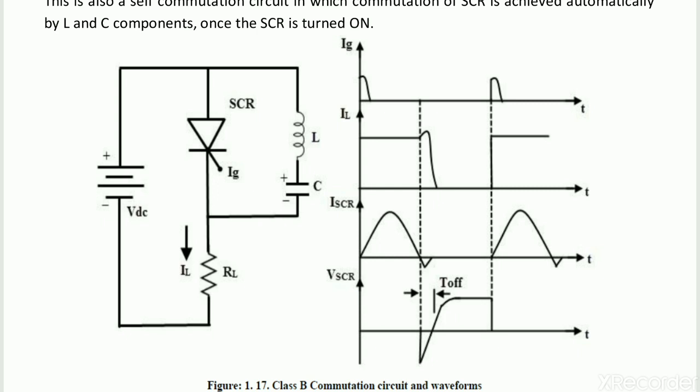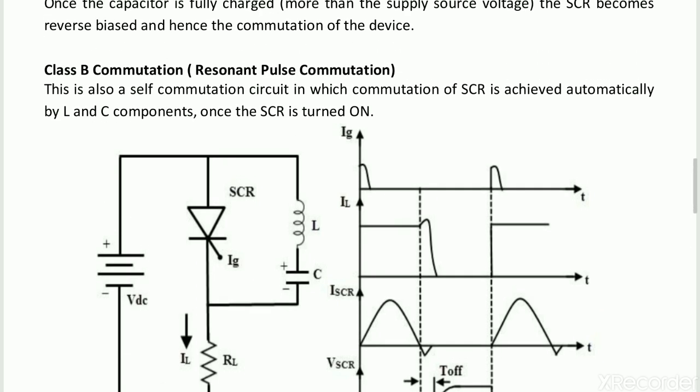Ultimately, as soon as the SCR turns on, forward current flows through the SCR. It will rise for some time and then decay to 0 after some time. As soon as the SCR turns on, the voltage across the SCR, shown by the fourth waveform, that is VSCR, is almost 0. So due to this charging and discharging of the capacitor, we can provide the reverse voltage to the SCR and the commutation happens in class B commutation. So this is the principle behind class B commutation, or we can say resonant pulse commutation.